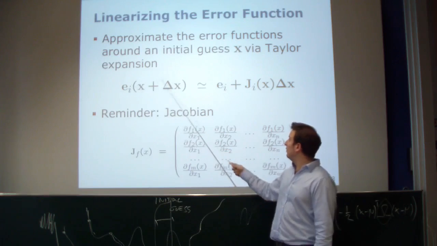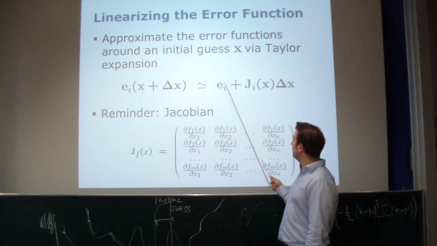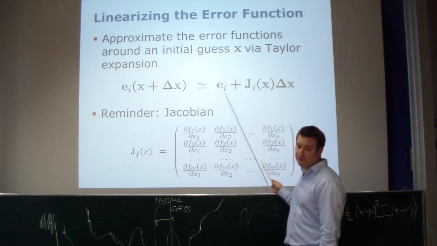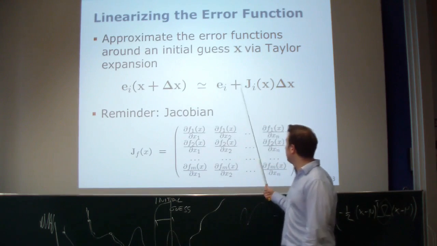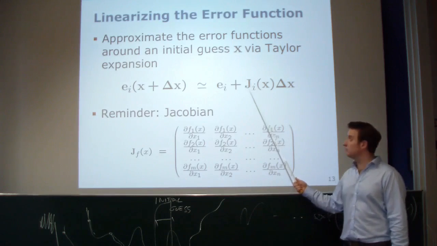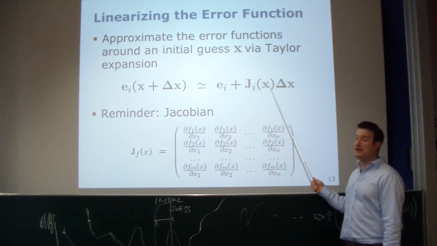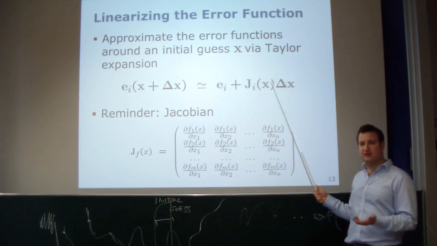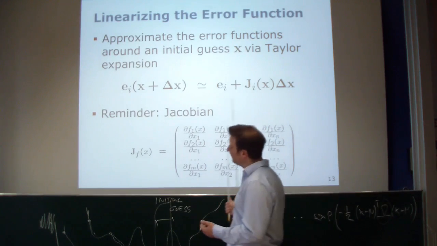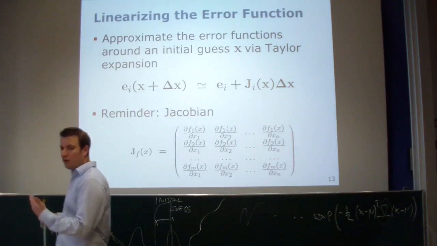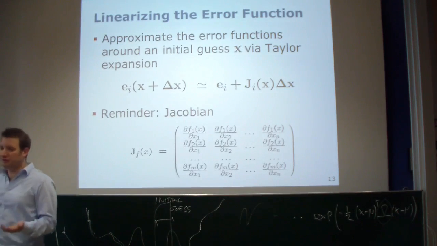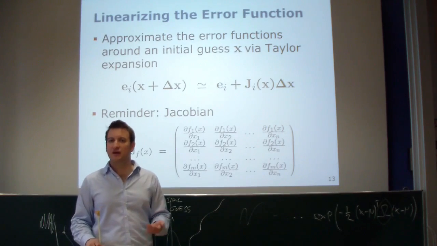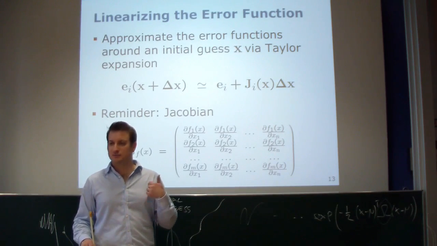So I say this is equal to e_i of x, plus the Jacobian computed in the state x times delta x. And this is a standard way we use the Jacobian, as we did in the Kalman filter for linearizing our observation function, or for linearizing our prediction function.